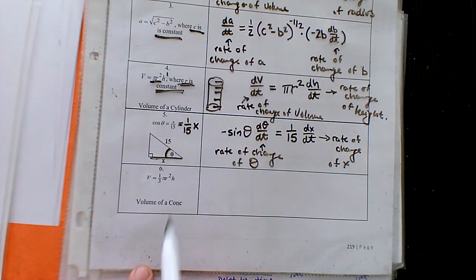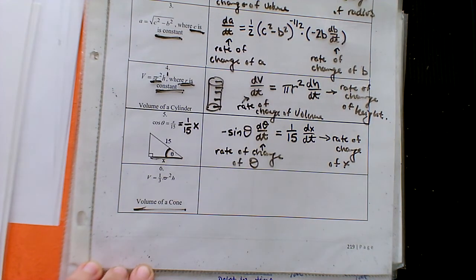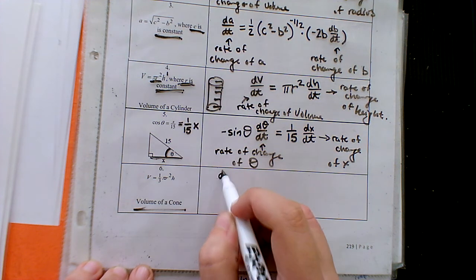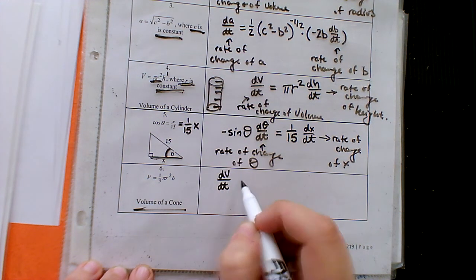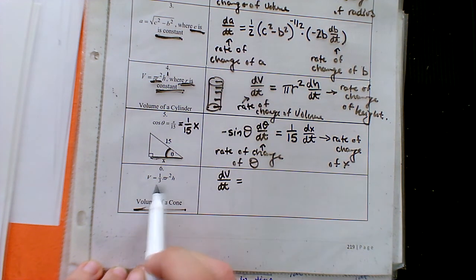All right, last one. Volume of a cone. They didn't specify at least that any of these are constant, so every variable is in fact a variable. Let's go ahead and take the derivative. So derivative of volume, dV over dt.